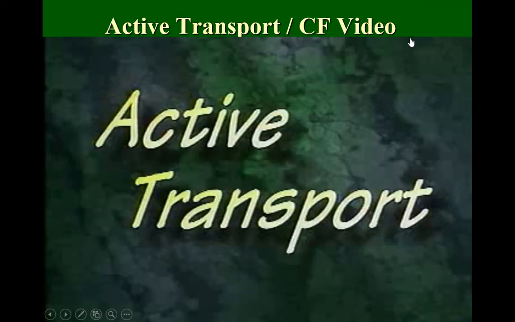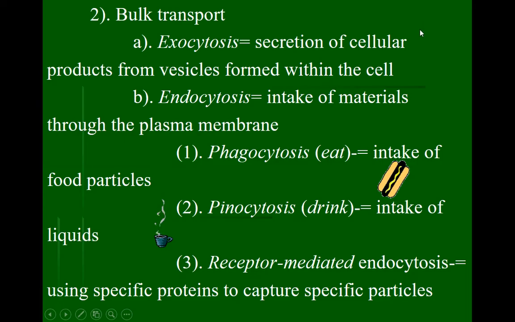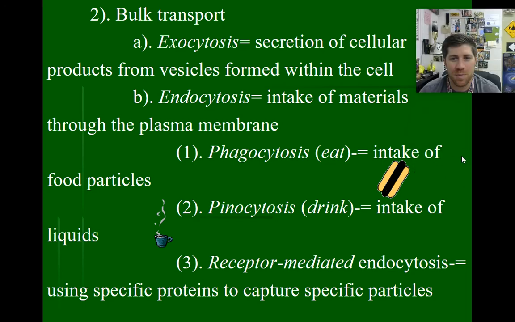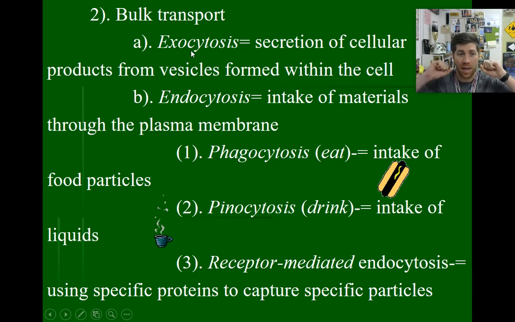Okay, and then we'll end with a little active transport video, and we'll talk about defining these terms. So bulk transport, that just means we're moving a lot of stuff. And I have some pictures here which maybe will make sense if I explain them. We have exocytosis, where we're sending something out of the cell. Endocytosis, we're bringing it into the cell. Endo, inside; exo, outside.